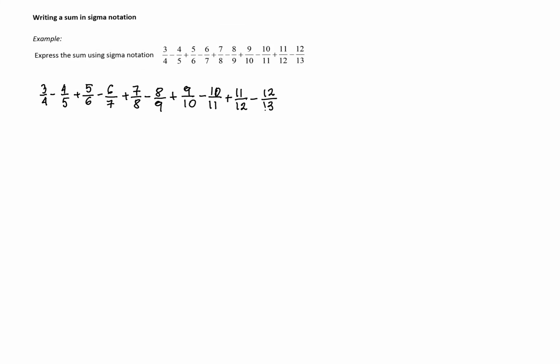In this exercise, we are to express the sum given in a traditional way using sigma notation. Since sigma refers to addition, we'll first rewrite the sum in such a way that we have only plus signs between the terms. So we'll have 3/4, and instead of minus 4/5, we'll write plus negative 4/5.